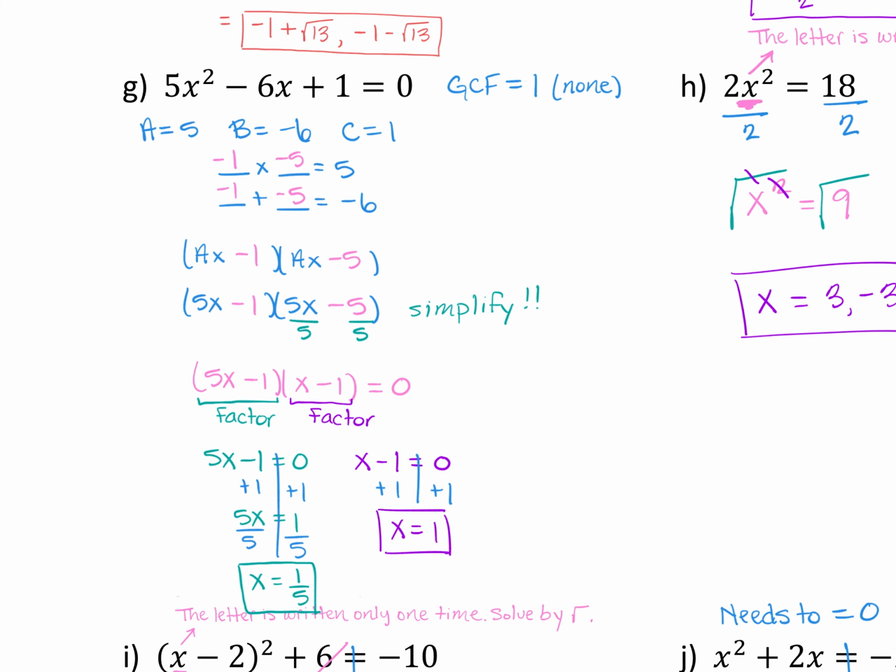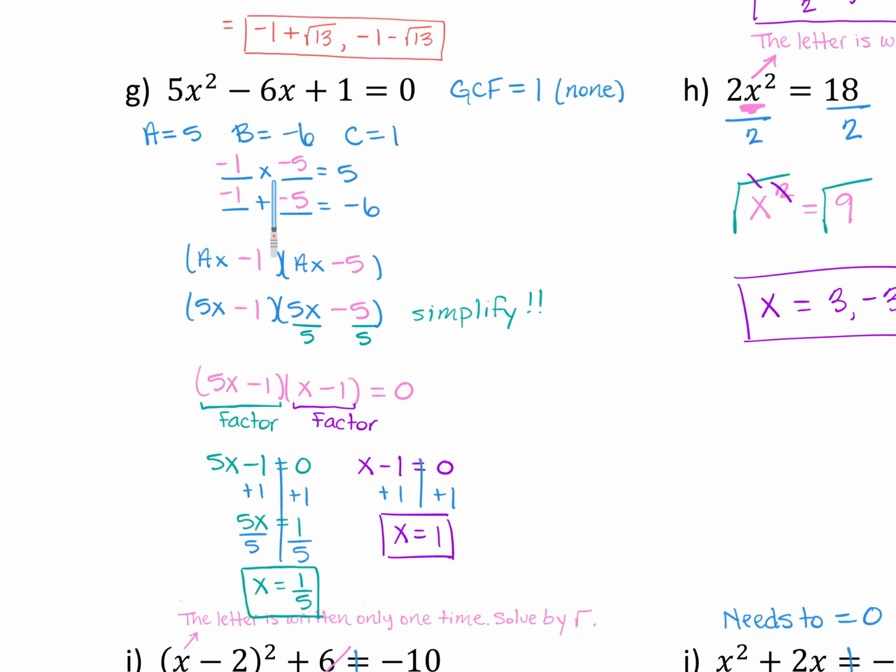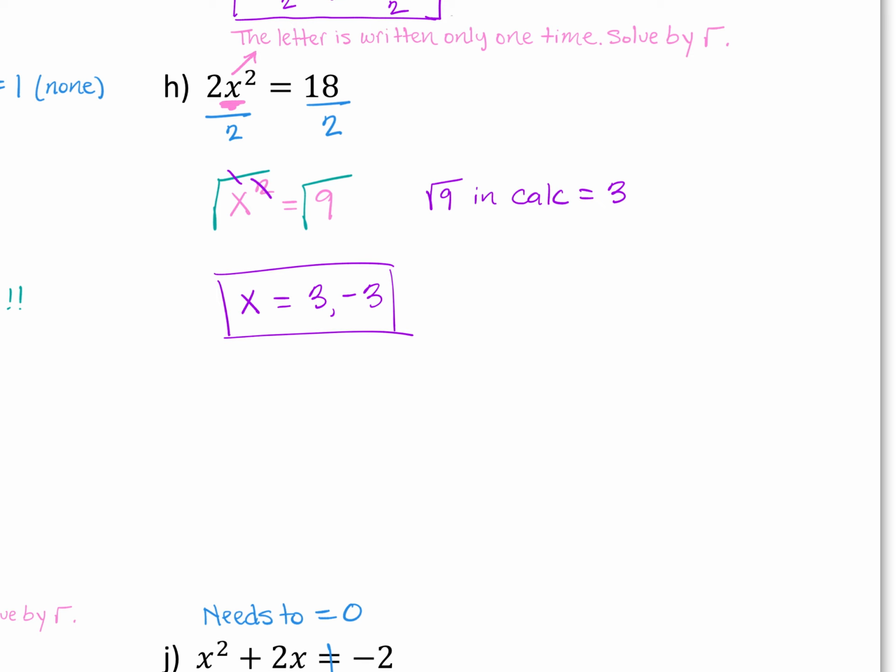For part G, this one does work for factoring. The number game does work. And we end up with 1/5 and 1. For part H, you can solve by square roots because the letters are written only one time, and you end up with 3 and negative 3.